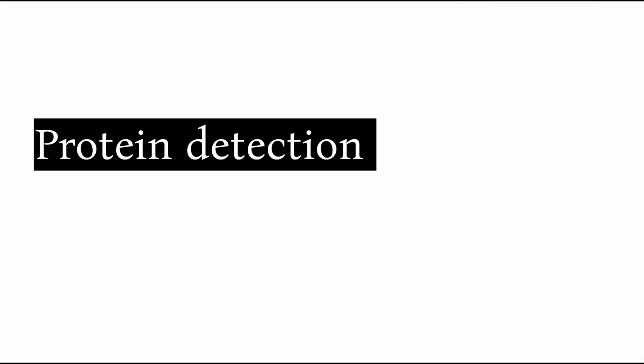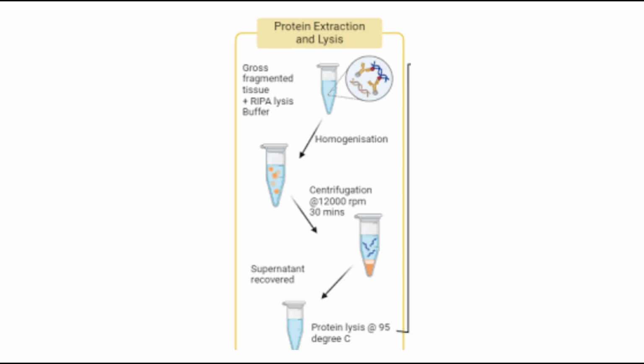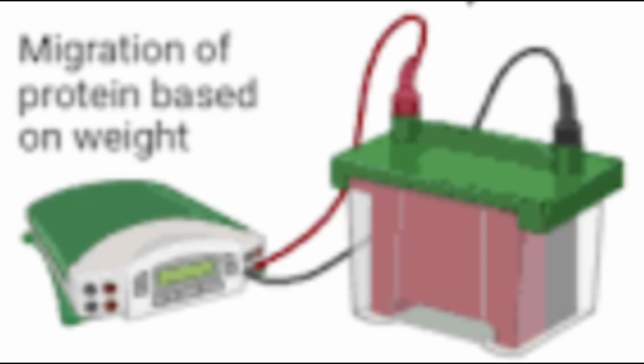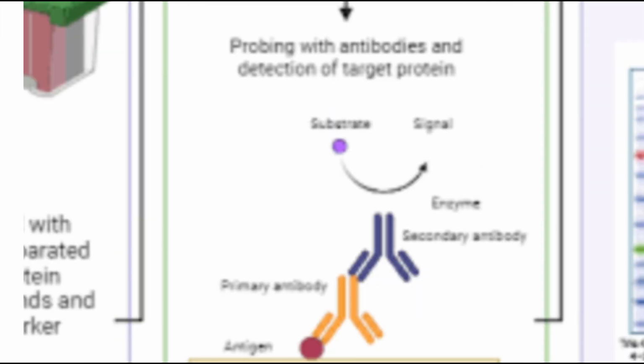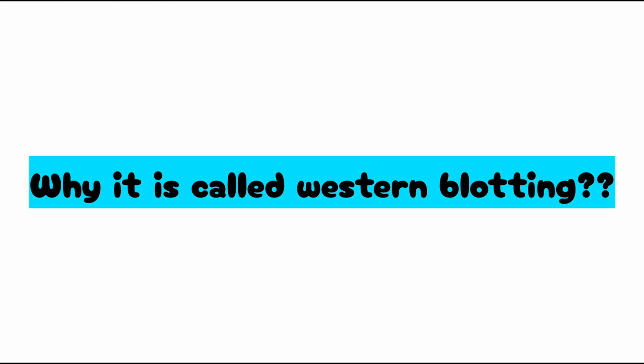So Western blotting is a method in which the proteins are first separated by size using SDS-PAGE, that is gel electrophoresis, and then transferred to a membrane and finally identified using a specific antibody. So why is it called Western blotting?